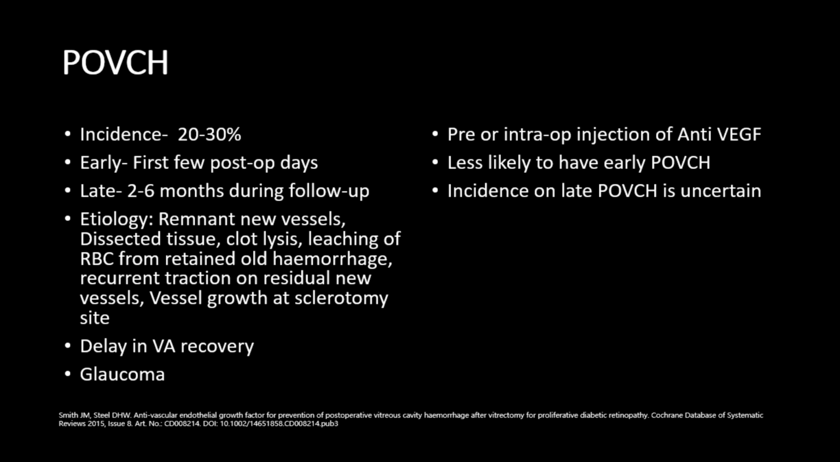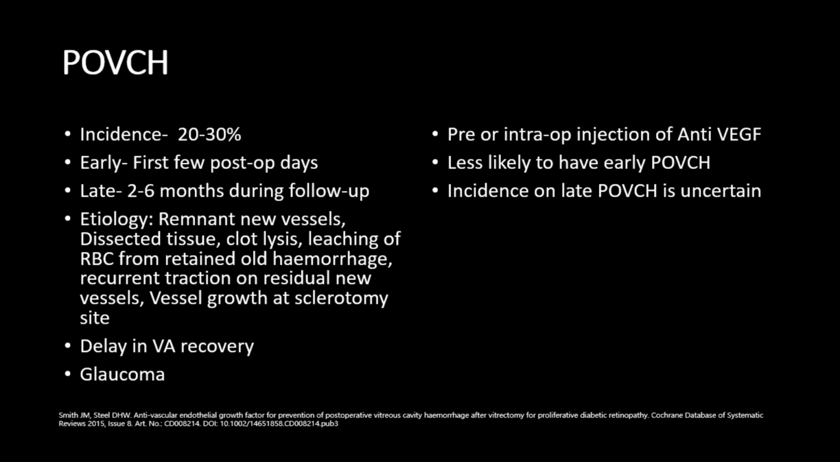There is something called post-operative vitreous cavity hemorrhage, and the incidence is quite high. It is around 20 to 30%, and it can be divided into early and late hemorrhages. Etiology in early hemorrhages can be because of the remnant new vessels or the remnant dissected tissues from clot lysis and leaching of RBCs from the retained old blood. Late hemorrhage can be because of the formation of new vessels or vessel growth at the sclerotomy sites. They can result in delay in vision rehabilitation, and the RBCs that are released can cause trabecular meshwork blockage and lead to glaucoma.